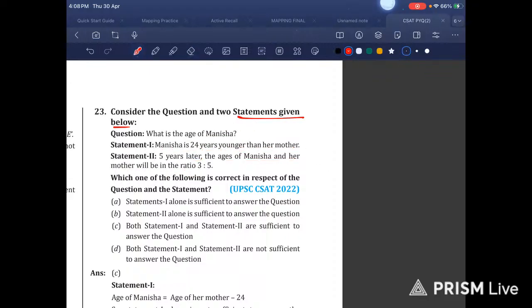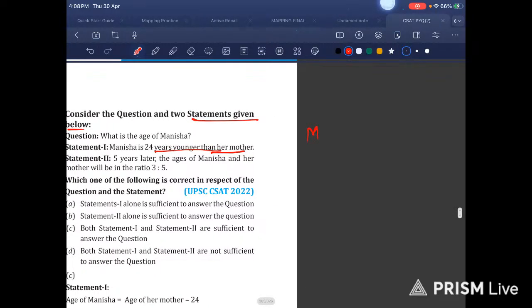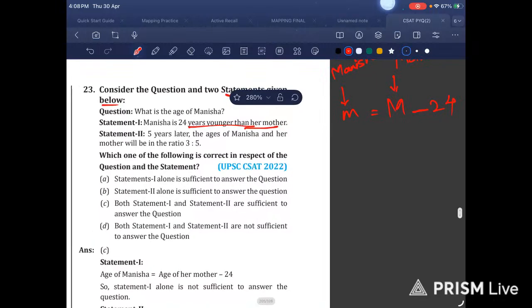We'll do it like this. Manisha is 24 years younger than her mother. This is small m, Manisha, and capital M is the mother. The mother is 24 years older, that means mother minus 24 is Manisha. And then equation 2, what is it?